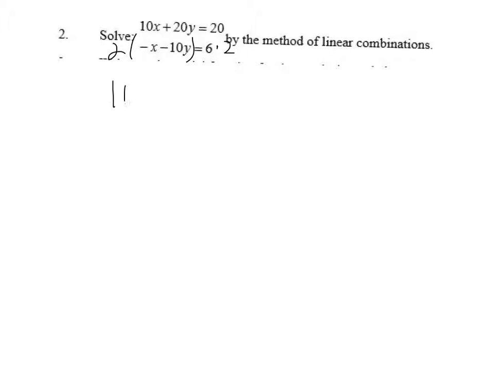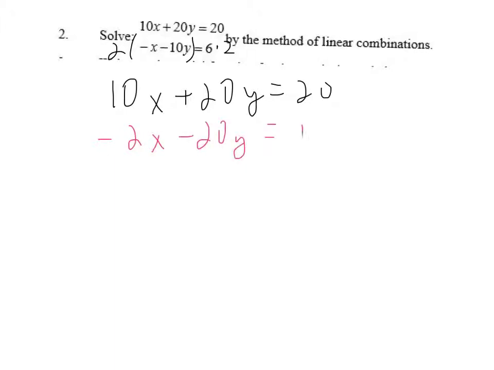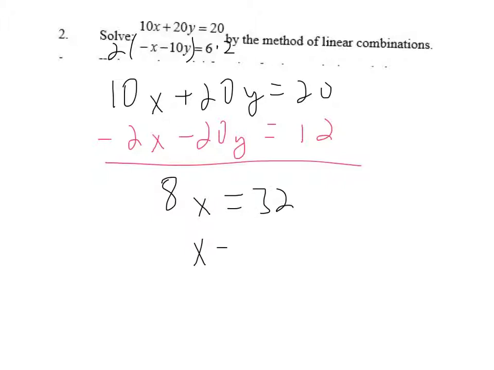So I'm going to rewrite the first equation. So 10x plus 20y equals 20. And then the second equation becomes negative 2x minus 20y equals 12. Now I'm going to combine those. I'm going to get 8x, the y's are gone because that was what I wanted, 32. So divide by 8, x equals 4, we think.